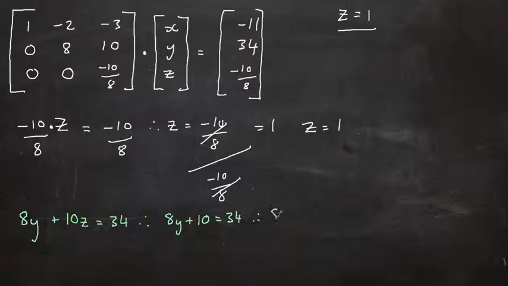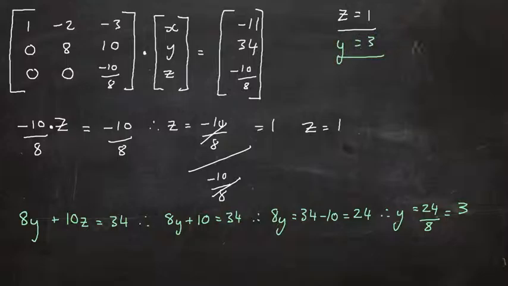Therefore, 8y is 34 take away 10, which is equal to 24. So 8y is equal to 24. Therefore, y is equal to 24 eighths, which is equal to 3. So we can write that down here. Y is equal to 3. So we've solved z and we've solved y, and now it's going to be easy to solve x.